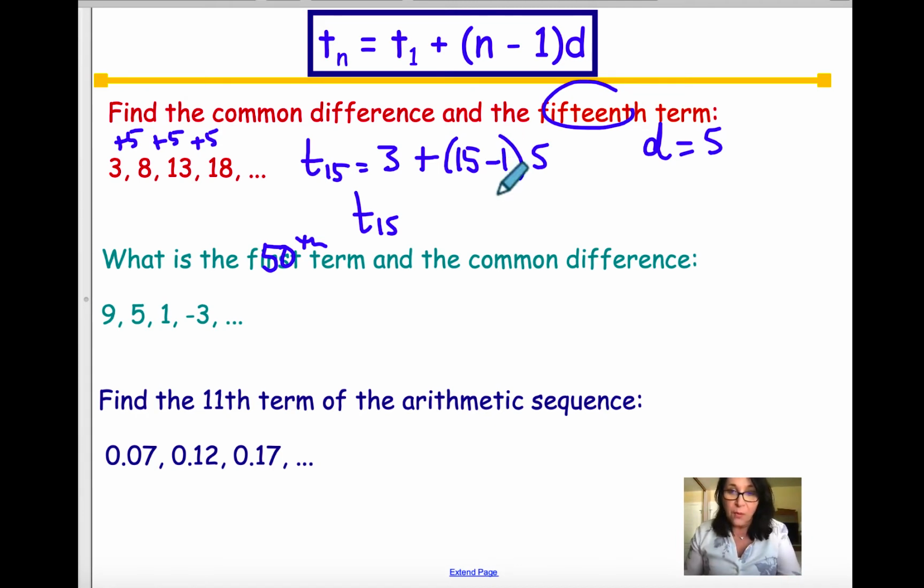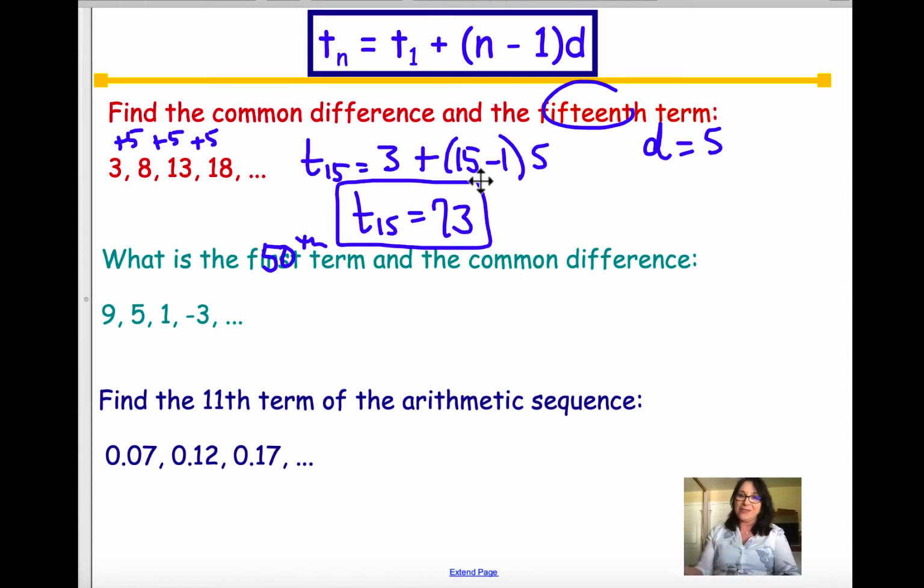So 14 times 5 is 70. 70 plus 3 is 73. So that means my 15th term has a value of 73. Keep in mind, I am well aware that it's very easy to just add 5 on your calculator each time to verify that you get 73.